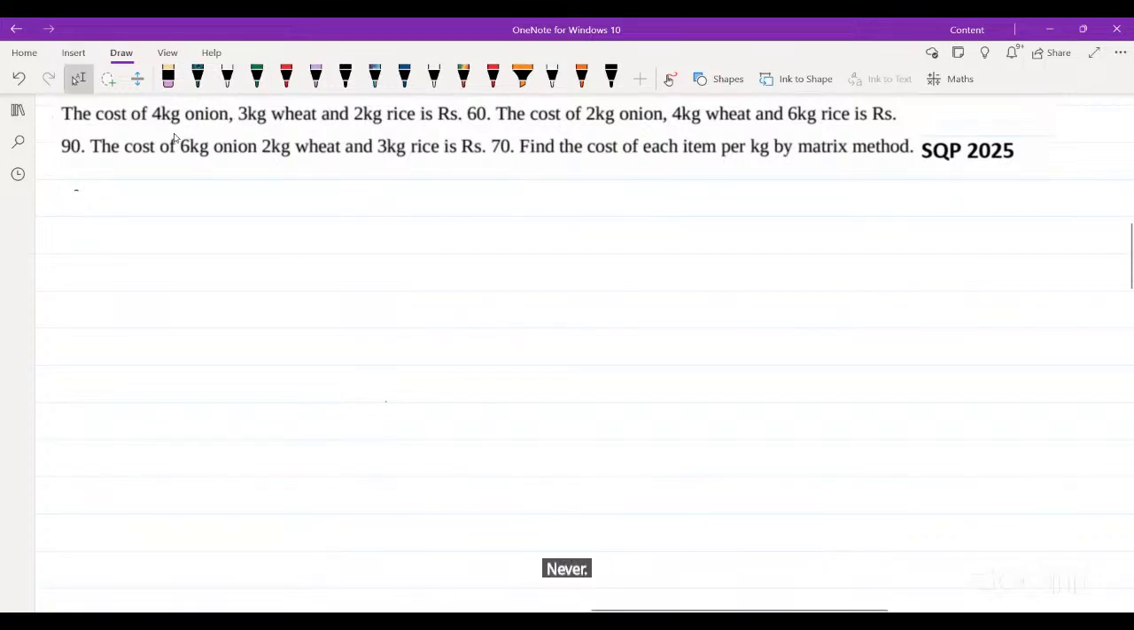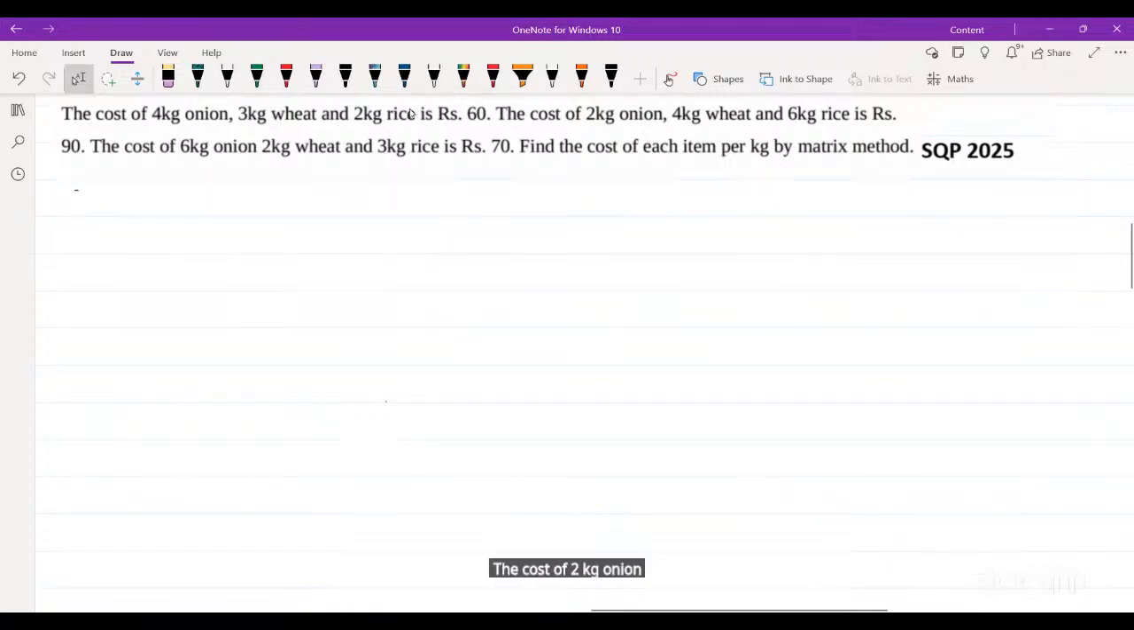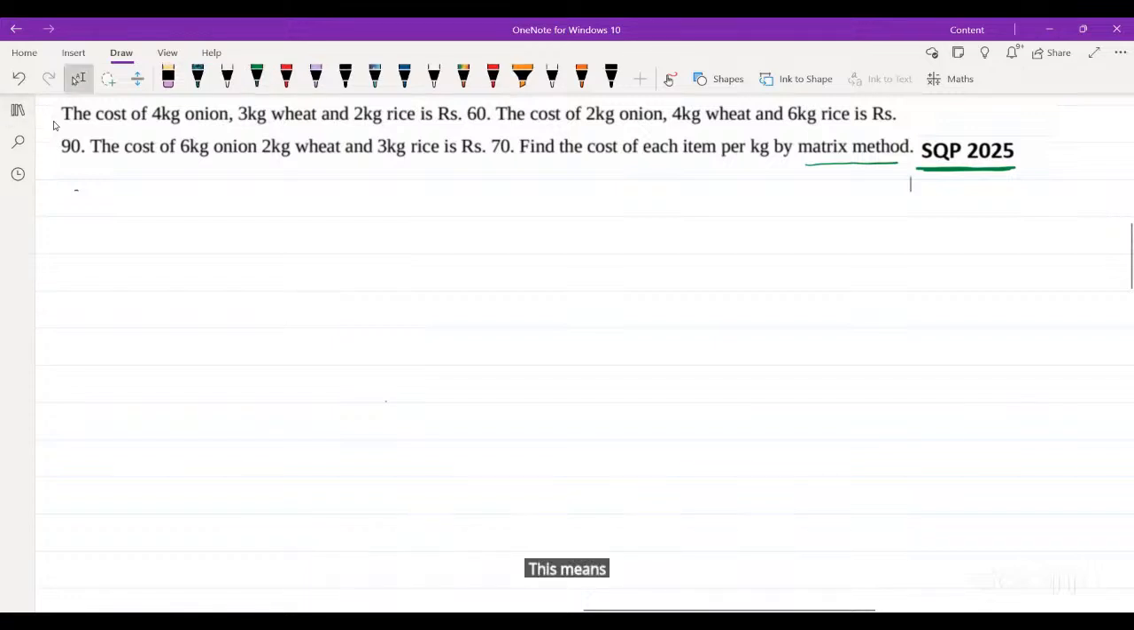The question says the cost of 4 kg onion, 3 kg wheat, and 2 kg rice is rupees 60. The cost of 2 kg onion, 4 kg wheat, and 6 kg rice is rupees 90. The cost of 6 kg onion, 2 kg wheat, and 3 kg rice is 70. Find the cost of each item per kg by matrix method. Now, this question is also given in the sample question paper of 2025. This means this question with different data is highly expected to be asked in CBSE 2025.